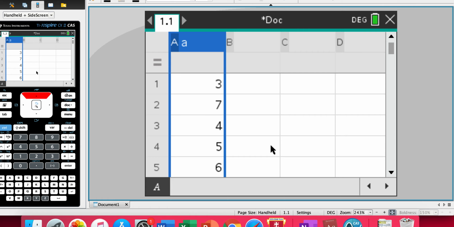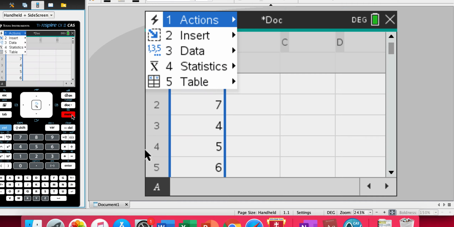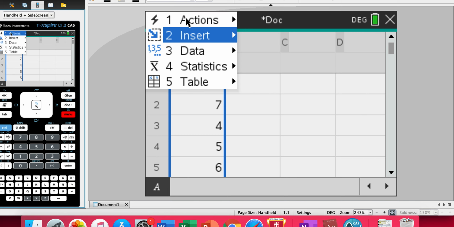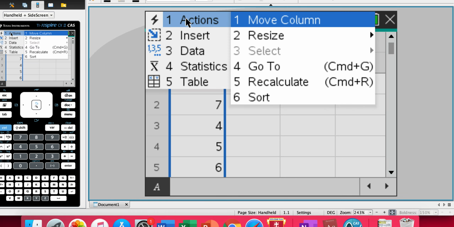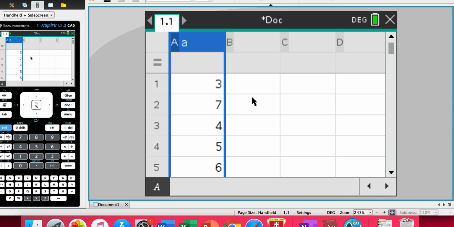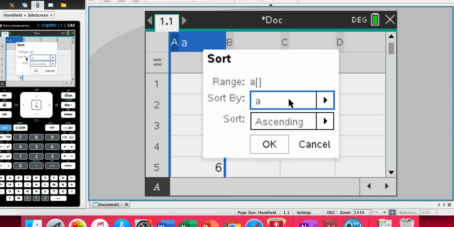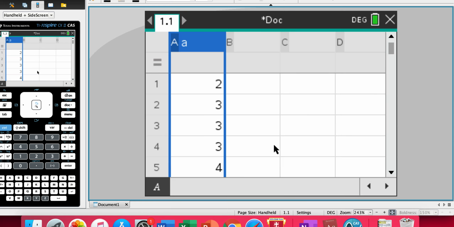I'm going to sort it only so that we can find the mode, okay? So I'm going to go, remember how to do this? I already taught how to do this. We go into menu, actions, and sort. And sort A by ascending, okay. Good, there it is. Now, we're going to find our central tendency.